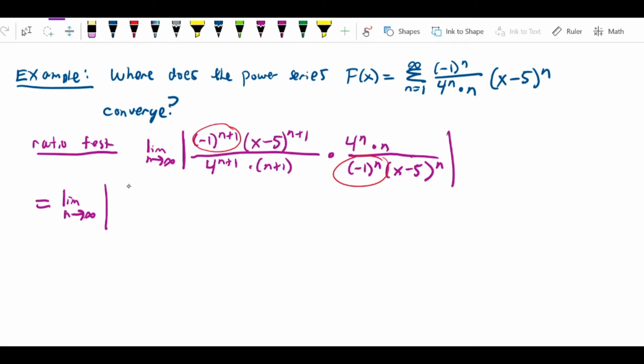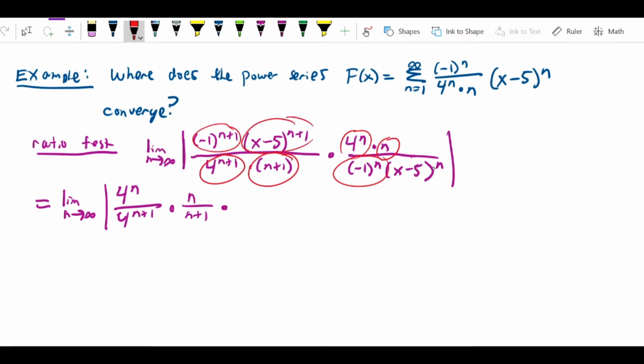So let's focus on the other terms. I want to put things that are similar to each other near each other. So that's going to be 4 to the n over 4 to the n plus 1, times, now I'm going to take care of the n plus 1 and n terms. So that's going to be n over n plus 1. And then finally the x minus 5 terms. So that's going to be x minus 5 to the n plus 1 over x minus 5 to the n.